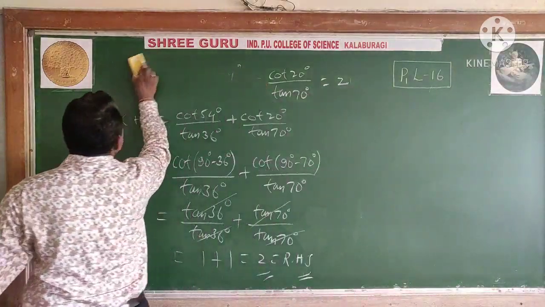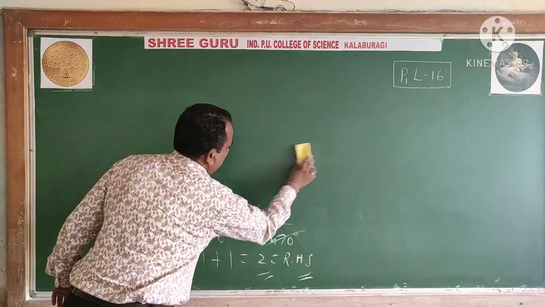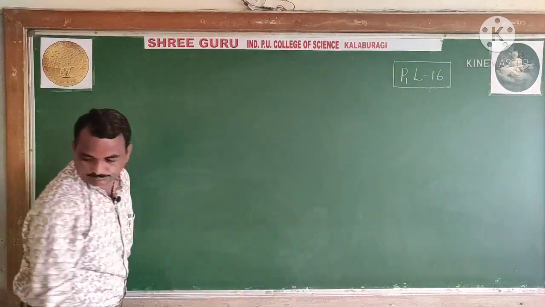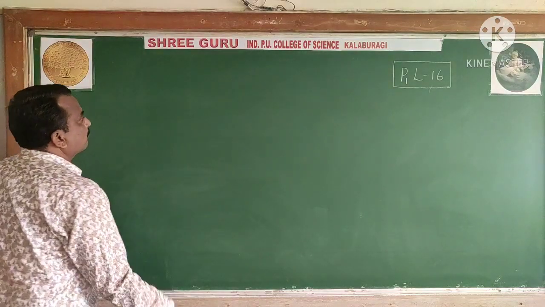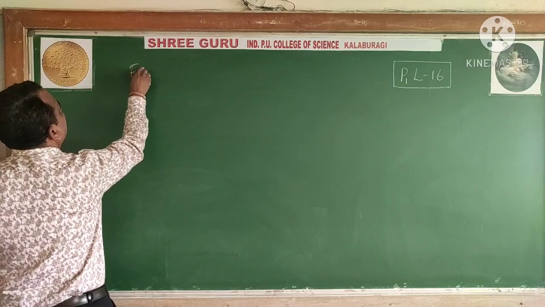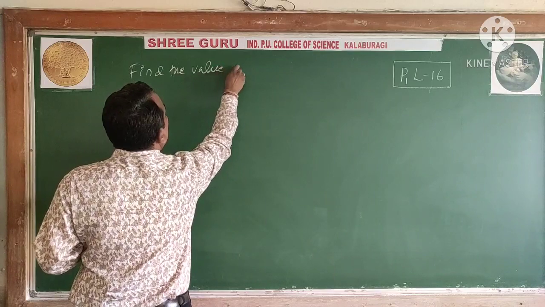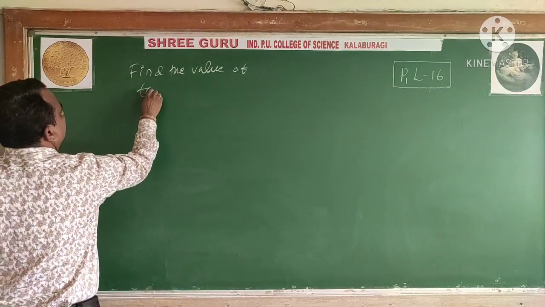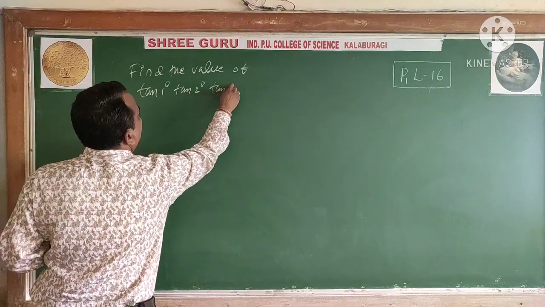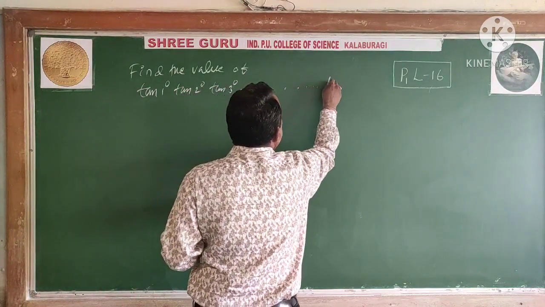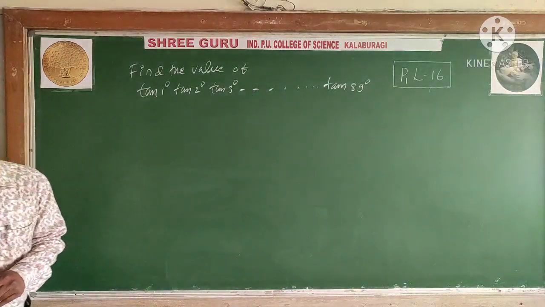Now come to the next one. Let's see the next one also. See, students, next one. In terms of products, find the value of tan 1 degree, product tan 2 degree, tan of 3 degree, up to 89 degree, tan of 89 degree.